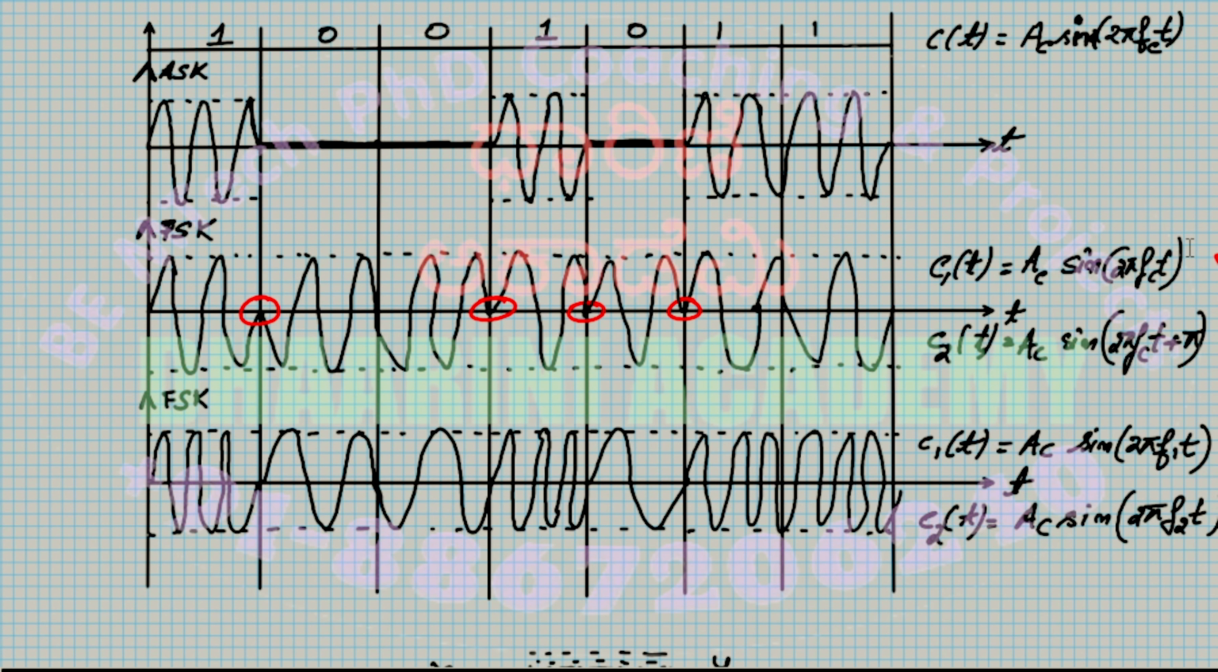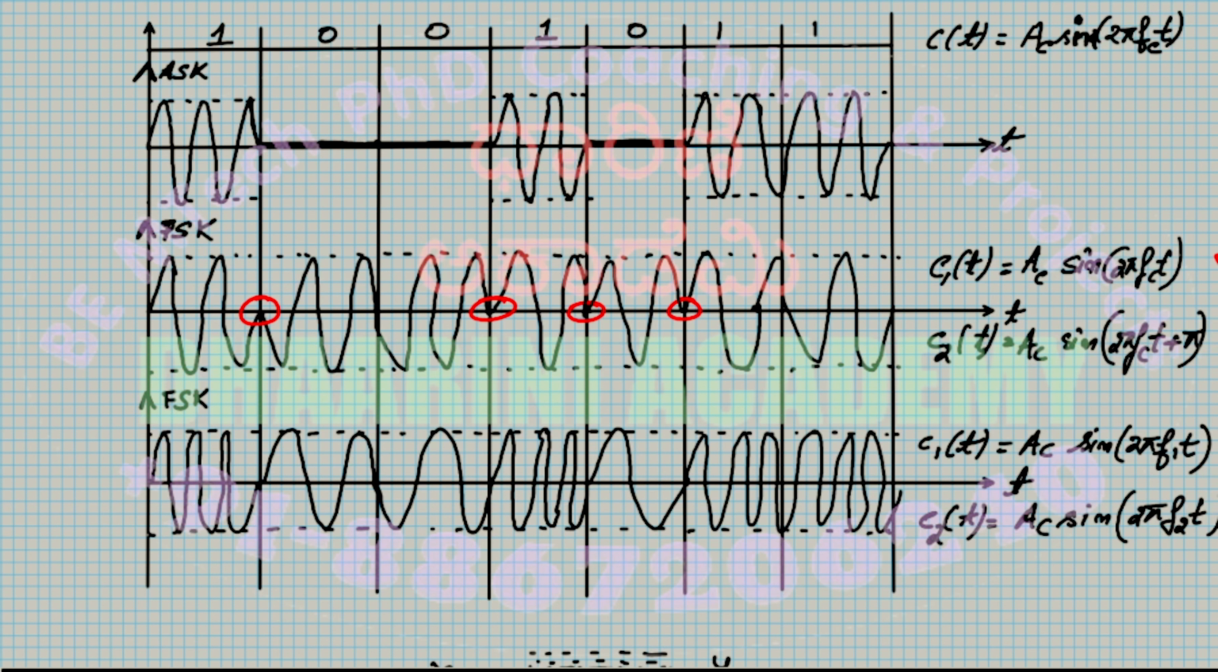Now let us try to plot the waveforms, how the ASK, FSK, and PSK are going to look for the given data, which is 1001011. For the first ASK plot, I'm using only one carrier: whenever one is there, you send the signal; when zero is there, you don't send the signal. That's all. So c(t) is equal to Ac sin(2πfct). Sine or cos, doesn't matter, you can use either. So when one is there, you plot. Zero means no plot. One again you plot, zero is no plot, and so on. That's the ASK.